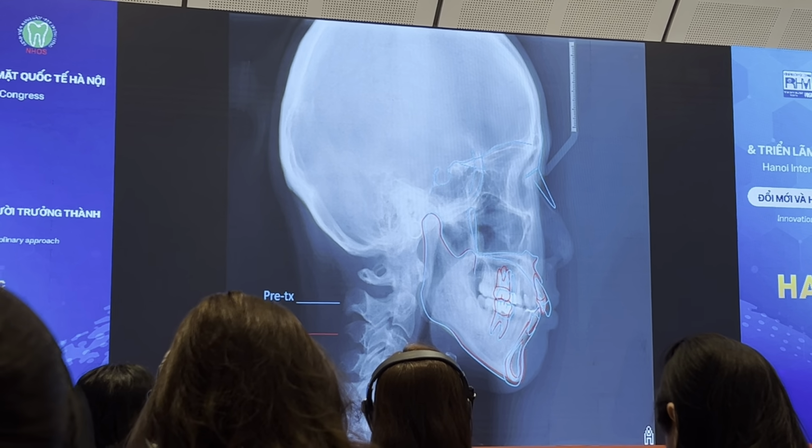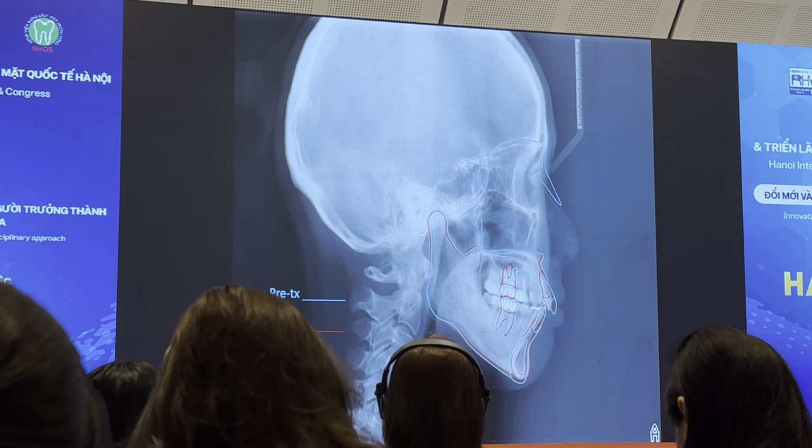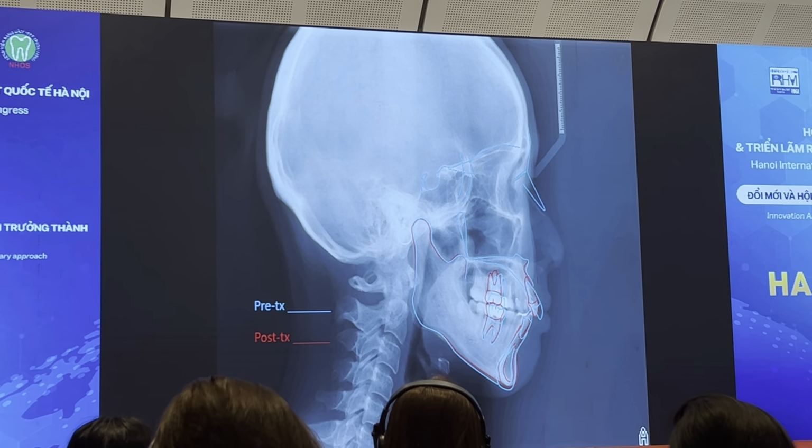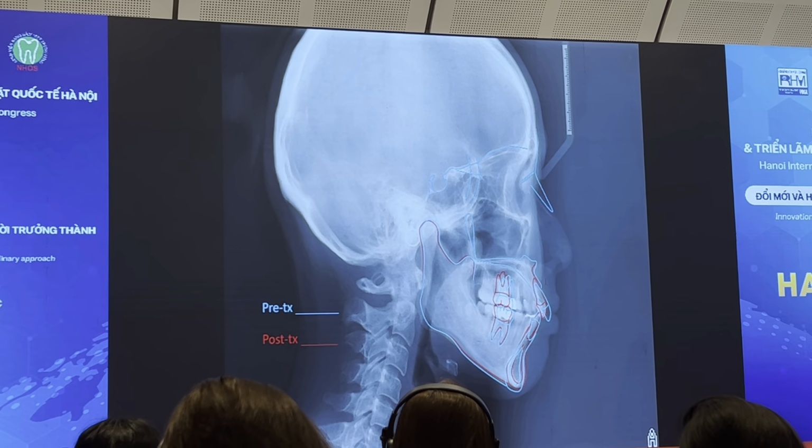The post-treatment cephalometric superimposition showed that the facial height was reduced, and the upper incisors were retracted and intruded.